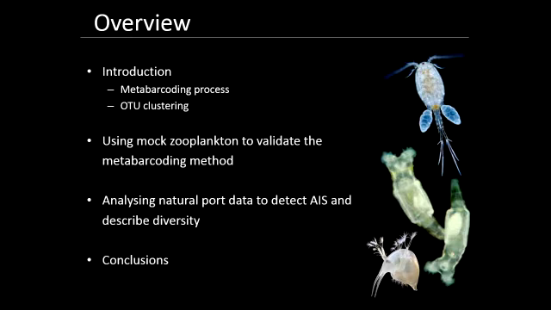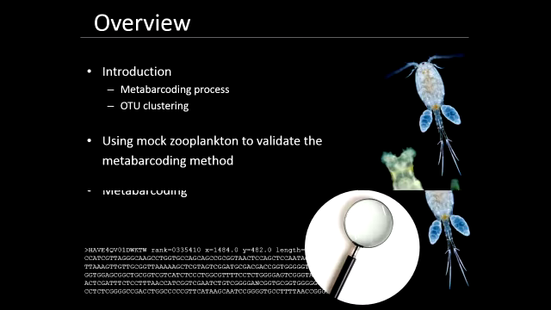So I'll start with a quick overview of the talk. I'll give an introduction to metabarcoding and something that's called OTU clustering, and then talk about how we've used mock zooplankton communities to validate the metabarcoding method and how we're applying what we've learned there to the analysis of a bigger data set. So CAISN sampled 16 ports around Canada with the aim to survey biodiversity and detect AIS, and then I'll wrap up with conclusions.